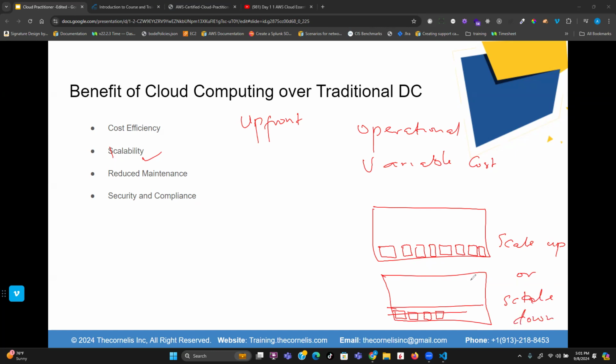Down the line, you're going to be learning what is called scalability: scaling up, scaling down, how to scale out, and scaling in. All those things, you're going to learn later. They are very, very important concepts in the cloud.